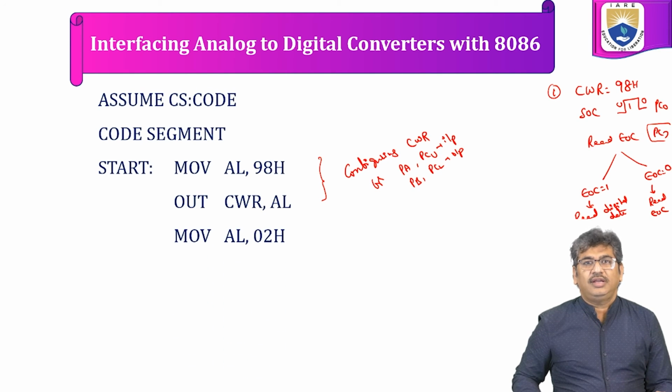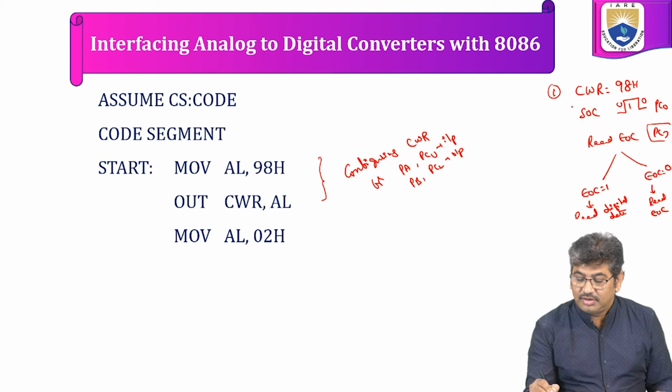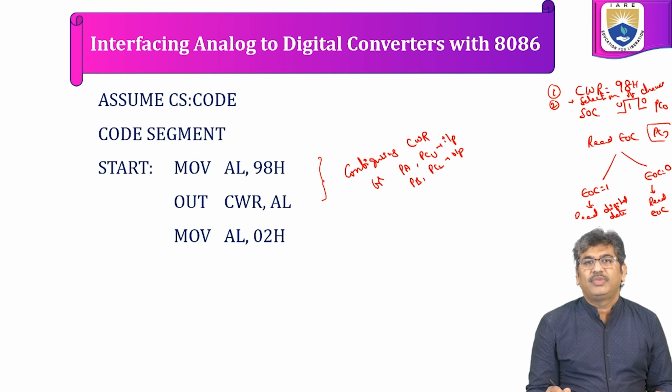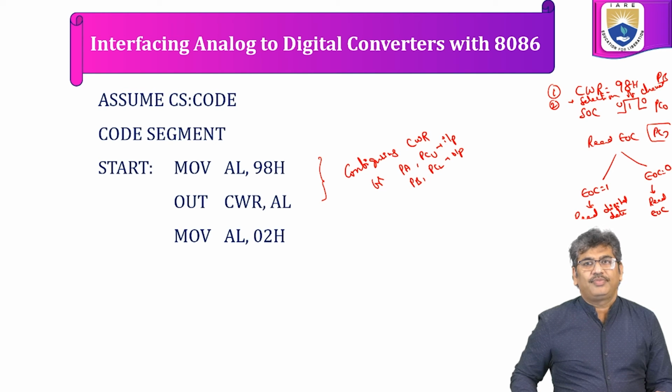So for generating the SOC signal, here we have the second step. This is the selection of a channel, that is port B. For selecting the input channel number, that is address 010, we store it in the AL register, which we pass to port B. So OUT port B, AL.